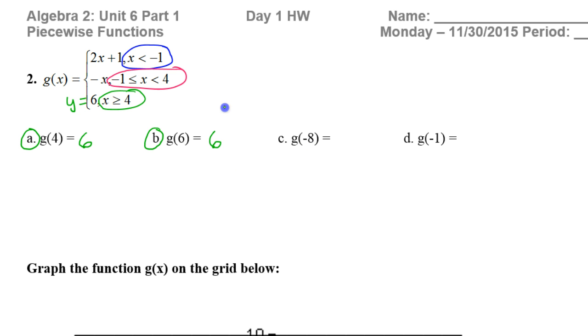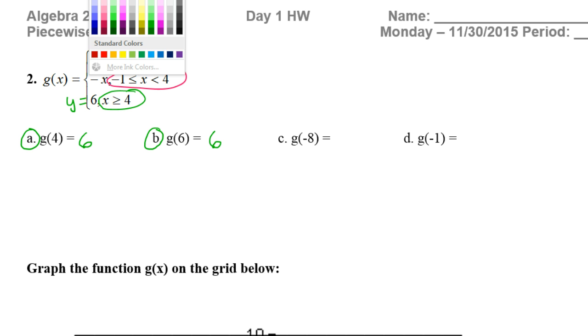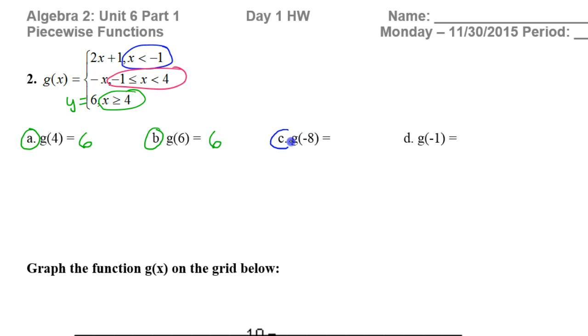Okay, what about -8? Is -8 less than -1? Well, yes, it is. So that tells us that for C, we're in the blue situation. So for C, we're going to be using the top function, which says 2 times x plus 1. So we're going to be doing 2 times -8 plus 1. You could put this into a calculator if you need to, but 2 times -8, that's -16, plus 1 is going to be -15.